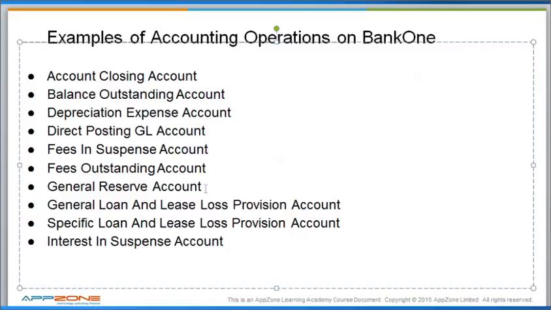We also have another type of operations called general reserve account. General reserve account is just an account that houses the earnings of the bank after operation for a year. So it's also known as a retained earning account. So whether the bank makes a profit or makes a loss, this is the GL that houses such balance. We have the general loan loss provision account.